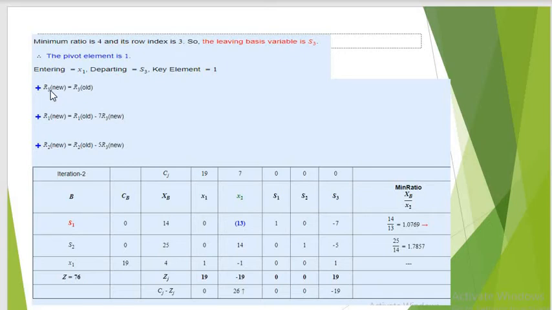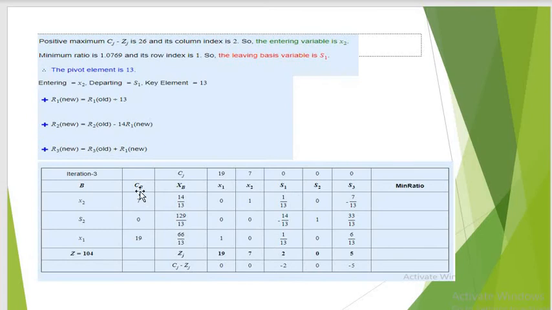For that, we can use some elementary row operations. Here the pivot element is in the third row, so keep that row itself. So new R3 equal to old R3, then new R1 will be equal to old R1 minus 7 times new R3, and new R2 equal to old R2 minus 5 times new R3. If you do these row operations, we can make the elements in the pivot column 0.